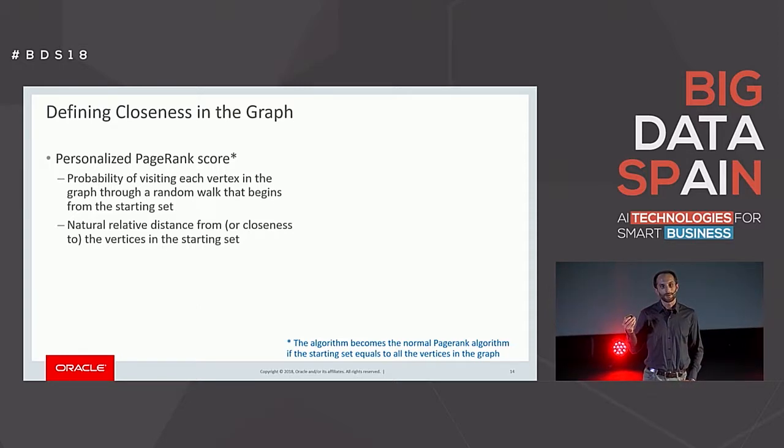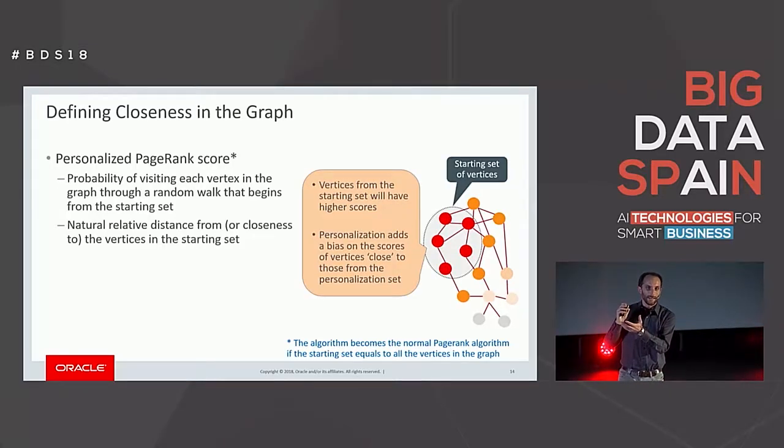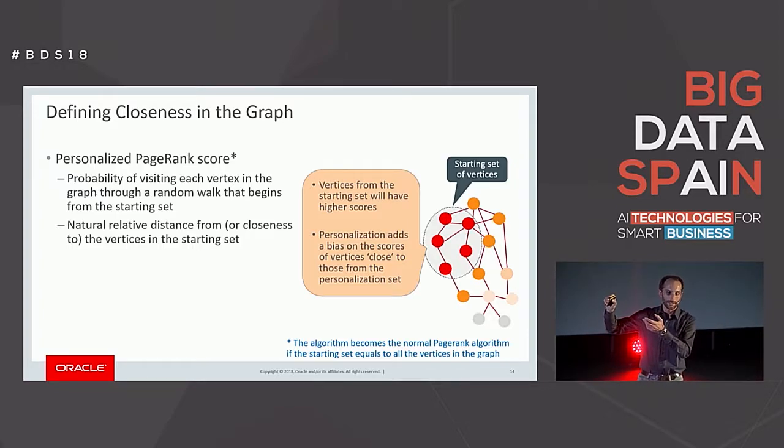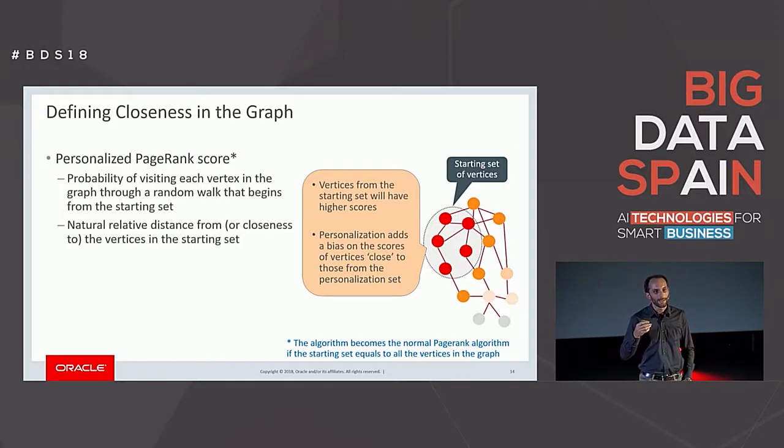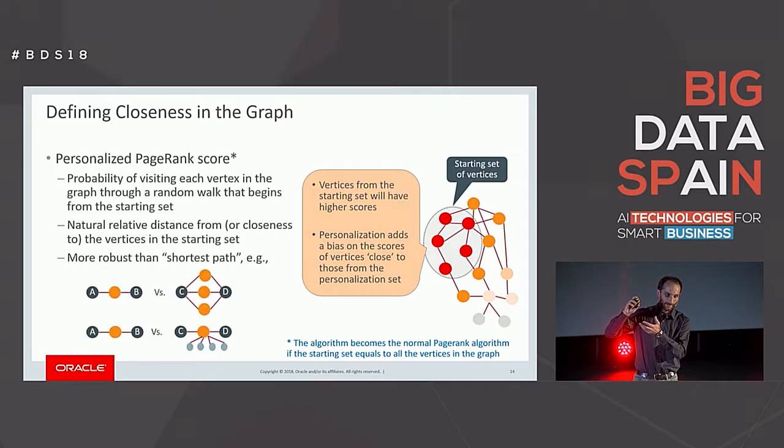Personalized PageRank is a bit different because it starts from a subset of the nodes, so we're going to start from all the eye doctors. That's going to be our starting set, and then we're going to simulate random walks through the graph to all the other vertices, and each vertex will get a score which is proportional to the probability of ending up there with a random walk starting from the starting set. So basically, the vertices in the graph will have a higher PPR score, personalized PageRank score, if they're closer in the graph, which means more connected to the original starting set.